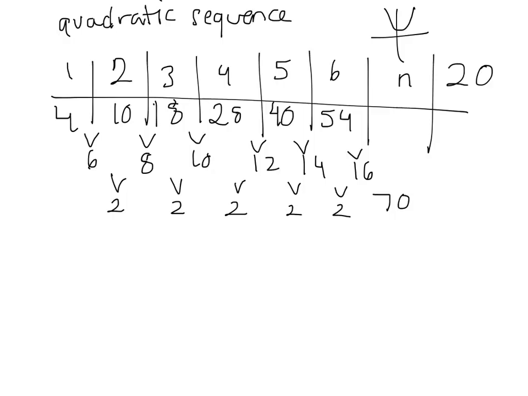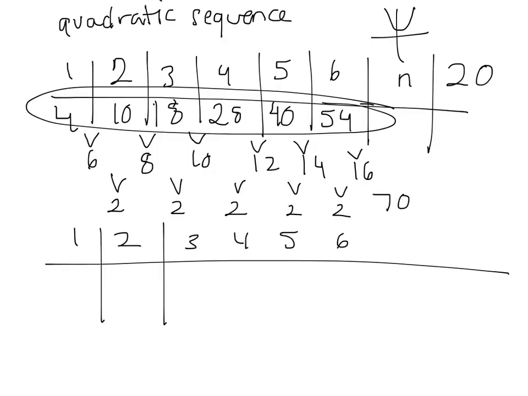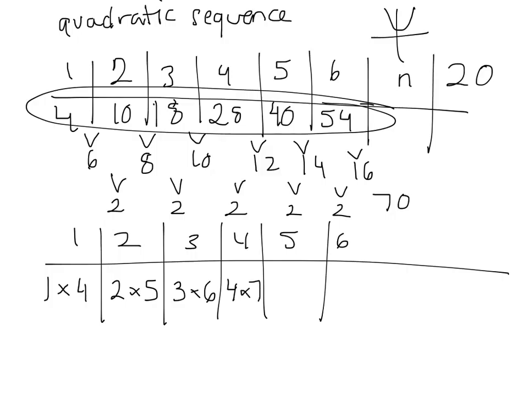And then a really good technique is to take these numbers and factor them. So if we rewrite our table really fast, we can factor these numbers. So this is going to be 1 times 4, 2 times 5, 3 times 6, 4 times 7, 5 times 8, and 6 times 9.